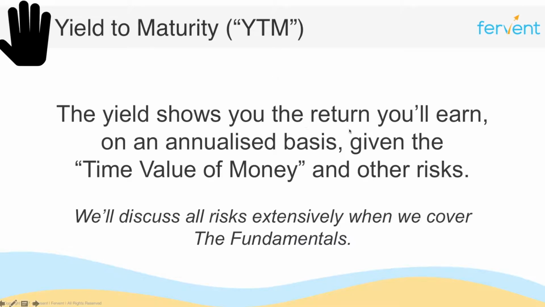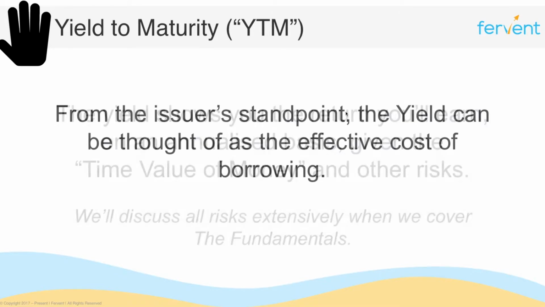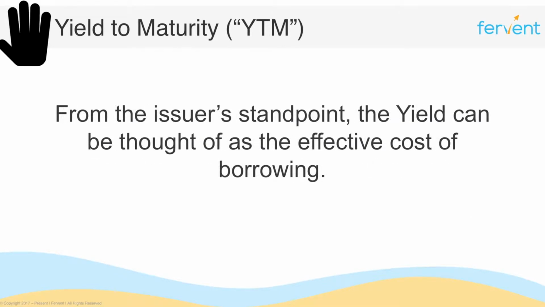Now, given that the yield shows you the return that you'll earn, well, you're earning the return only because someone is paying it, right? So remember we said we need to understand bonds from the buyer's perspective as well as the issuer's perspective. Likewise, in the case of the yield to maturity, from the buyer's perspective, it shows you the return that you'll earn, but from the issuer's standpoint, the yield can be thought of as the effective cost of borrowing, aka the cost of debt, in a certain sense.